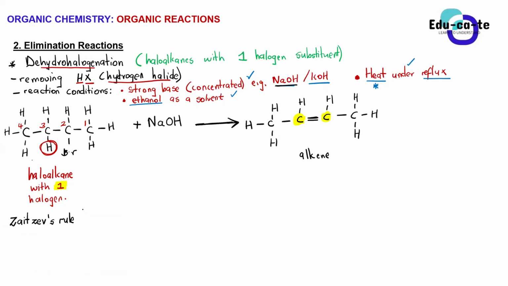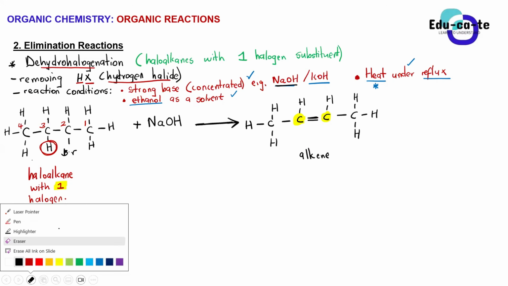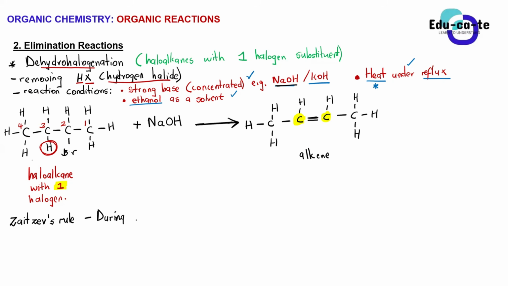And Zaitsev's rule says that, during elimination reactions, when we are removing something from the alkane or haloalkane or whatever it is that we have, the hydrogen must be removed.